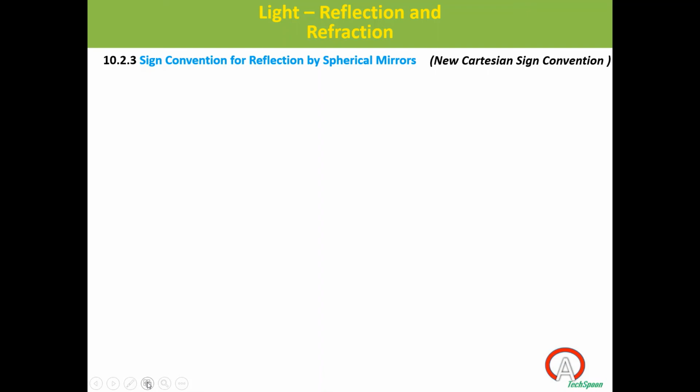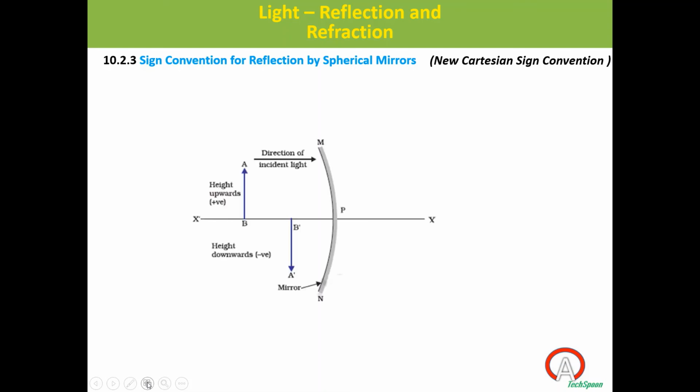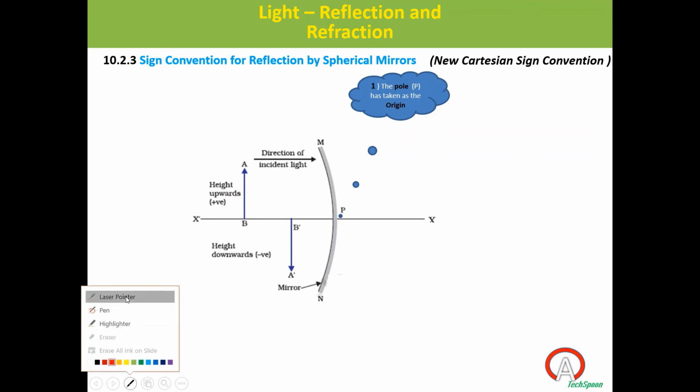Okay, sign convention for reflection by spherical mirror, right? We are going to do some numerical problems, so for that, the sign convention. What do you mean by sign convention? See, we will keep some object in front of the mirror at a particular distance from the pole of the mirror, right? That distance we will call the object distance. And the distance of the image of the object we will call the image distance.